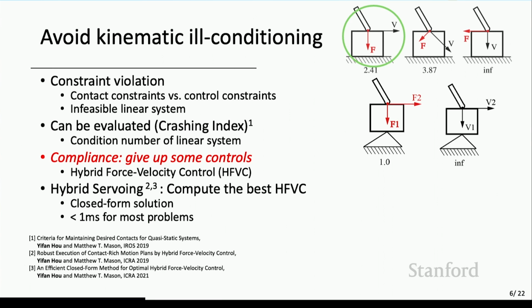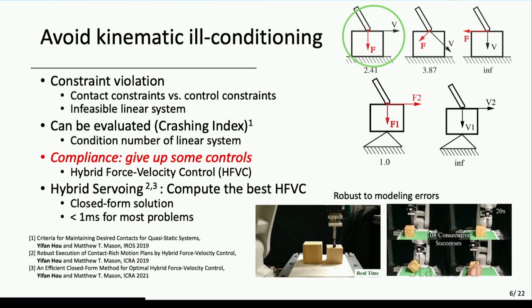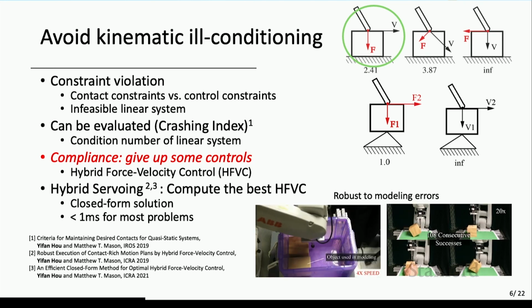And we show that our algorithm can find basically the optimal solution for most problems within 1 millisecond. And the result is very robust execution of some contact-rich manipulation tasks. And you can do so without precise modeling. Like here, we explicitly show that with some modeling error, the control can still work.